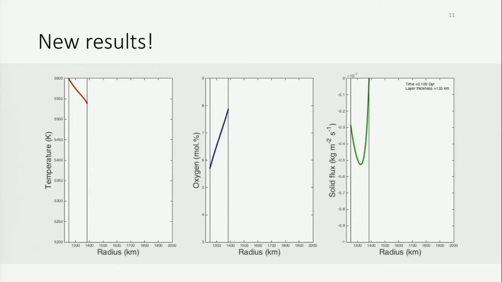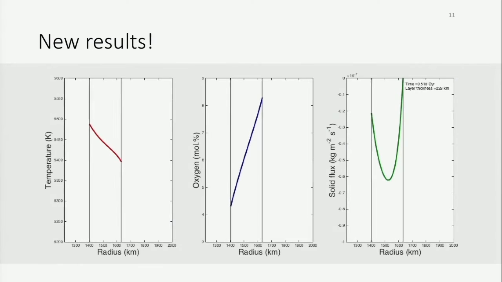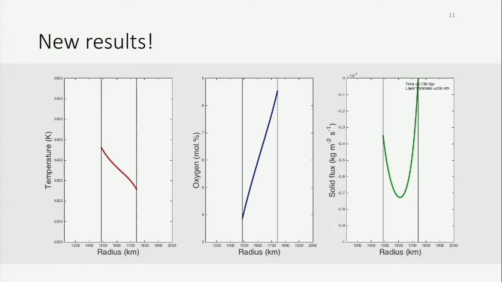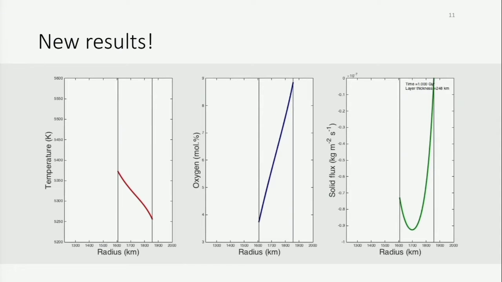It's basically a video of how the temperature profile and oxygen profile are evolving over time, as well as the solid flux on the right. This is simulated over a time period of 1 billion years, so looking at very long time scales.